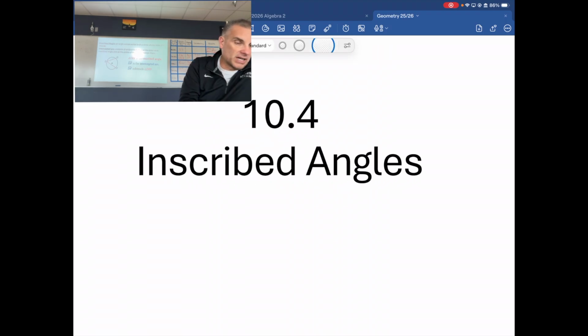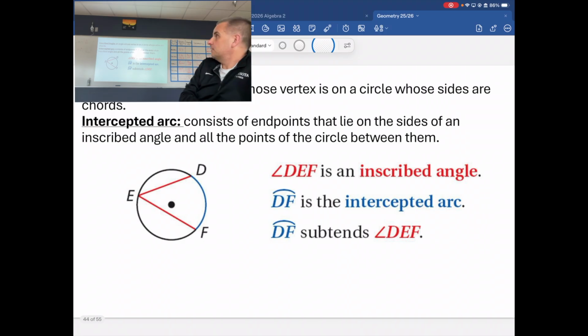First and foremost, we've talked about inscribed angles before. Just again, I want to give you a little bit of a definition. An inscribed angle is an angle whose vertex is on a circle and whose sides are chords. Right here, this is our inscribed angle. The vertex is on the circle. ED is a chord, and EF is a chord. So this angle right here is considered to be an inscribed angle.